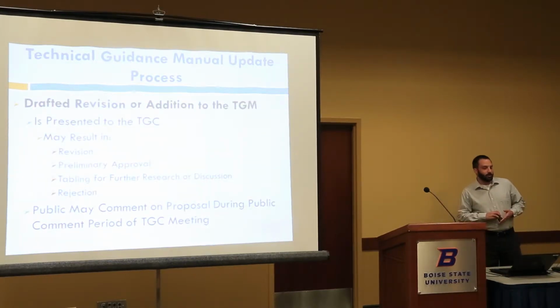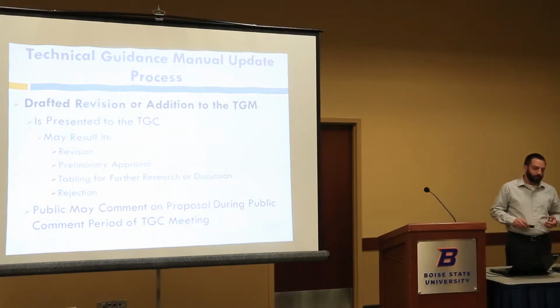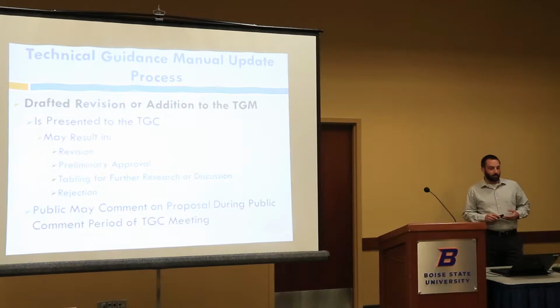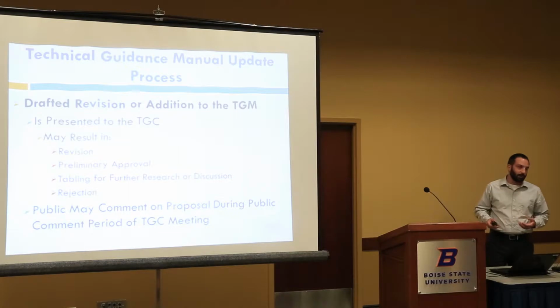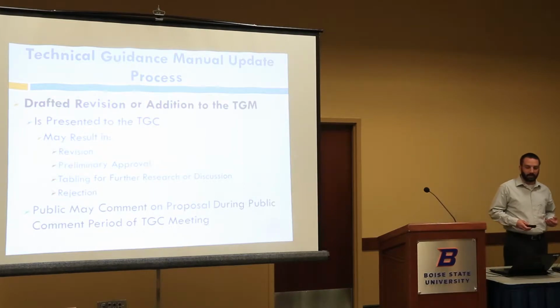So if we've got a drafted revision or addition to the technical guidance manual, what happens is that update gets presented to the technical guidance committee for preliminary review. That may result in a revision of that document. They could give it preliminary approval. They may table it, so we might not do anything with it. We may do some more research or amendments with that section, or they could reject the change if they felt like it. During that period, public comment on the proposal is something that we look for. We rarely get it, but there is always an opportunity at every technical guidance committee meeting for public comment periods.